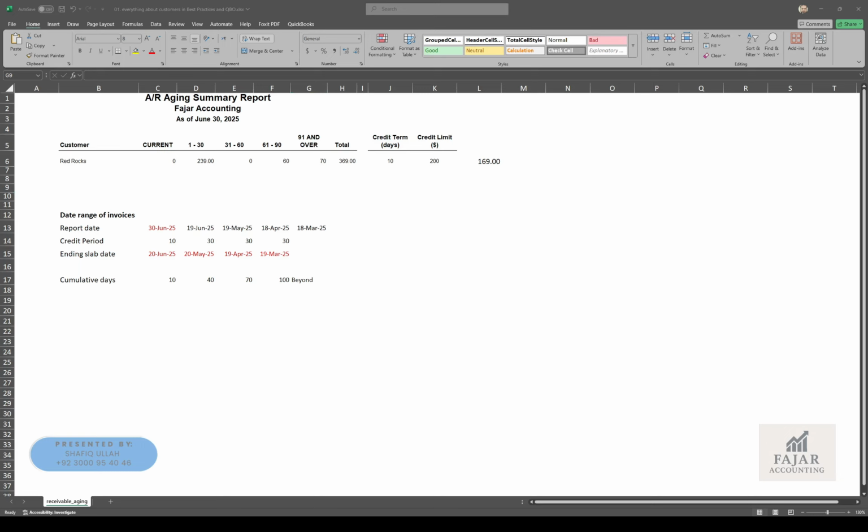It is all about cash, risk and control. So keep checking your aging reports regularly. Do not rely only on the system. QuickBooks will not stop you, but you can still stay in control.